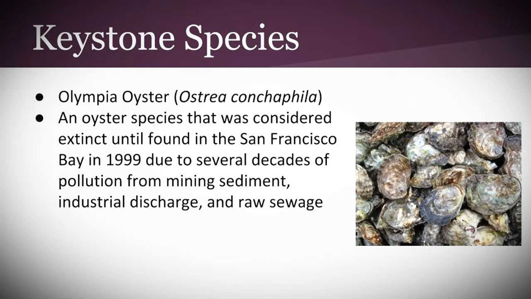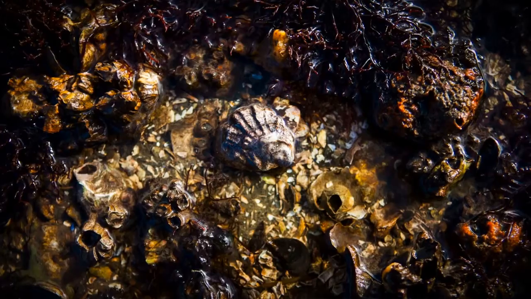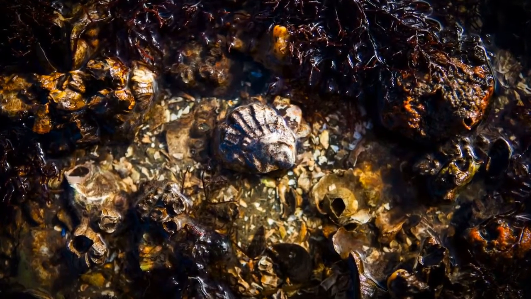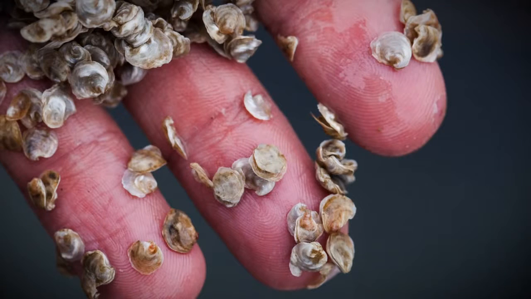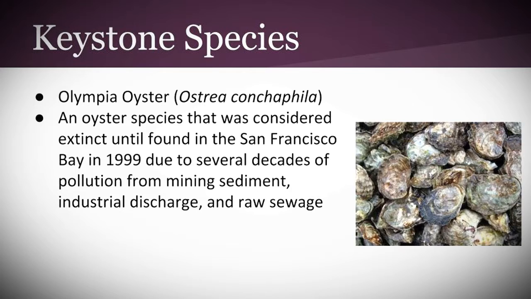Keystone species. Olympia oyster, Ostrea conchaphila, an oyster species that was considered extinct until found in the San Francisco Bay in 1999 due to several decades of pollution from mining sediment, industrial discharge, and raw sewage. Once so abundant, their jagged shells created a beautiful white beach stretching the length of the bay's shore. The extinction of this important oyster species would eventually lead to a complete crash of the bay's ecosystem.